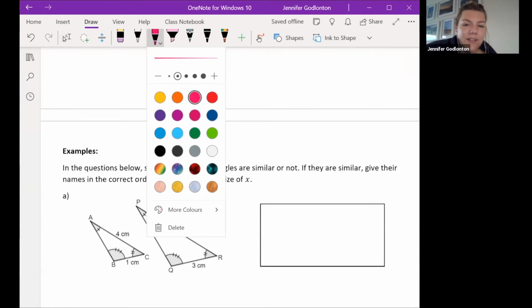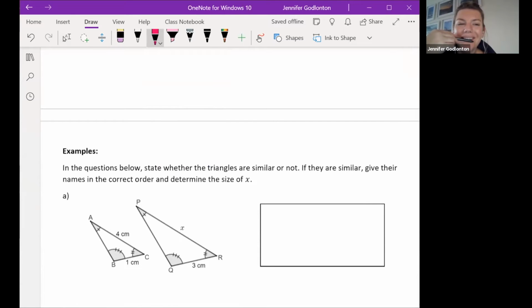Can you tell me the answer to this question now that you're on the line? Ma'am, I can see it's angle, angle, angle. Okay, so now just get the order of the triangles correct for me. Triangle ABC is similar to triangle PQR. And then what would my value for X be? Ma'am, is it 12? It is 12.